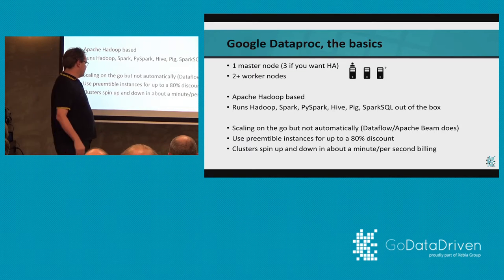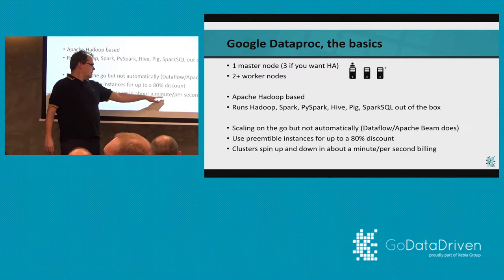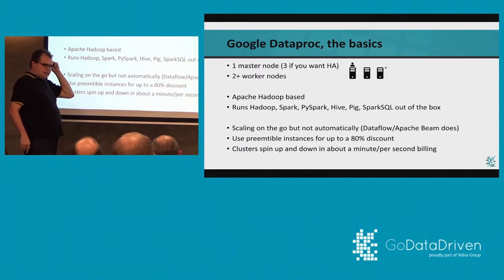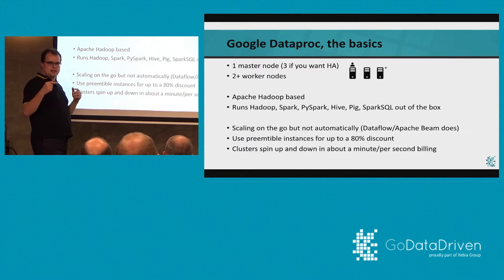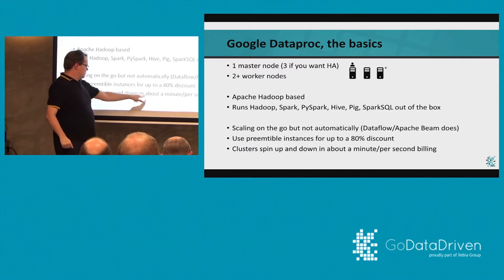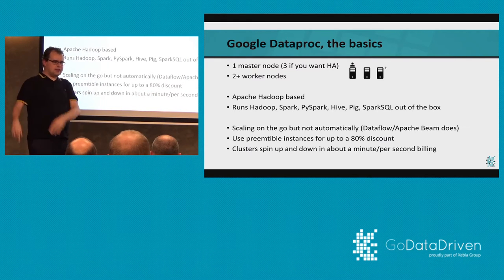And one of the very nice things is that you have your clusters in about a minute, and they have per second billing. So that allows you to basically spin up your clusters on demand. Like we heard from Booking, one of the problems is if you only have a single cluster and you have multiple people trying to run jobs on that cluster, you have scheduling issues. What if your cluster spins up in a minute? That means you can just give every job their own cluster if you want to.